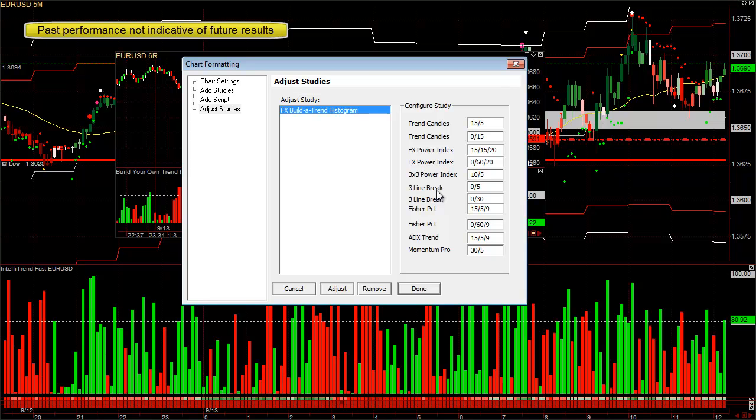3-line break is a little bit slow, so don't use this on anything longer than a 30-minute time frame, because it's going to switch direction too late. It could take an hour and a half to switch direction on a 30-minute bar.